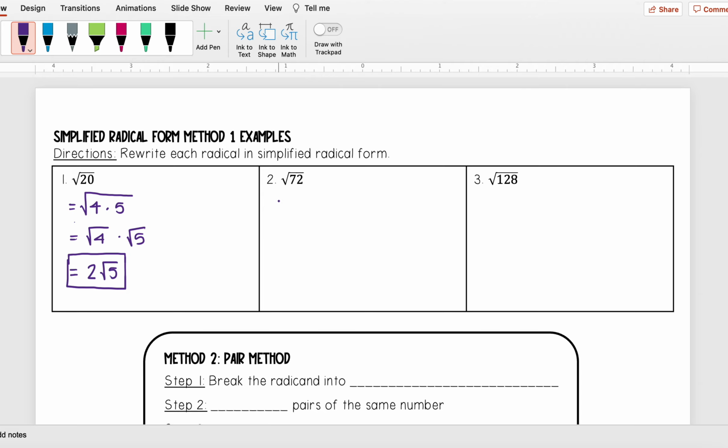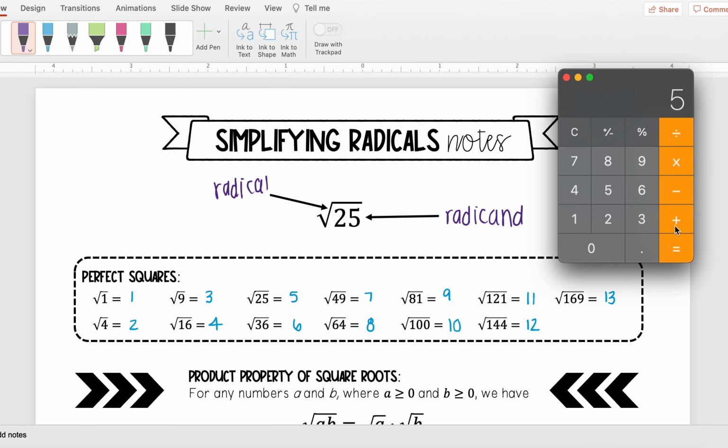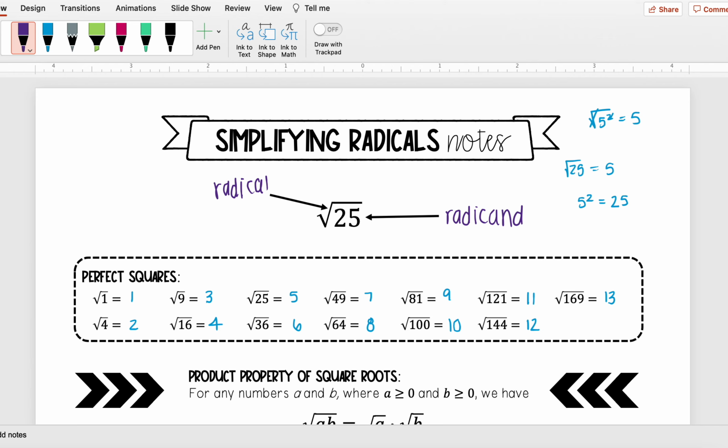Okay, let's try the next one. So now I have 72. So when I come back to my list over here, I'll type in 72. The next biggest number from 72 on this list would be 64. See if that goes in there. Nope. See if 49 divides in there. Nope. See if 36. And I see that 36 does. I see 36 goes into 72 twice.